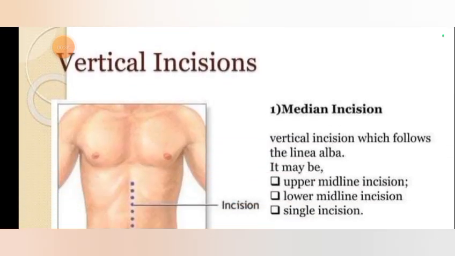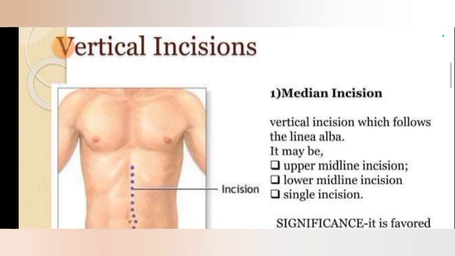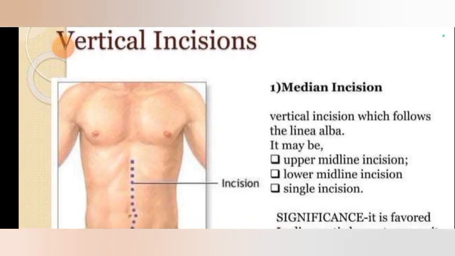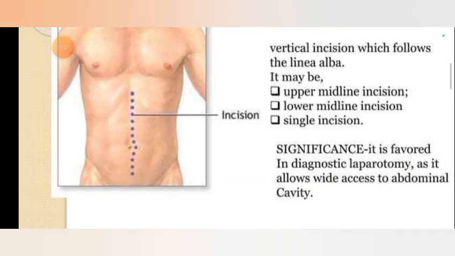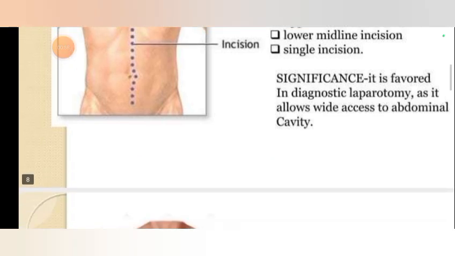First is the vertical incisions, in which the median incision, a vertical incision which goes through the linea alba, may be an upper midline incision, lower midline incision, or single incision. Significance: it is favored in diagnostic laparotomy as it allows wide access to the abdominal cavity.